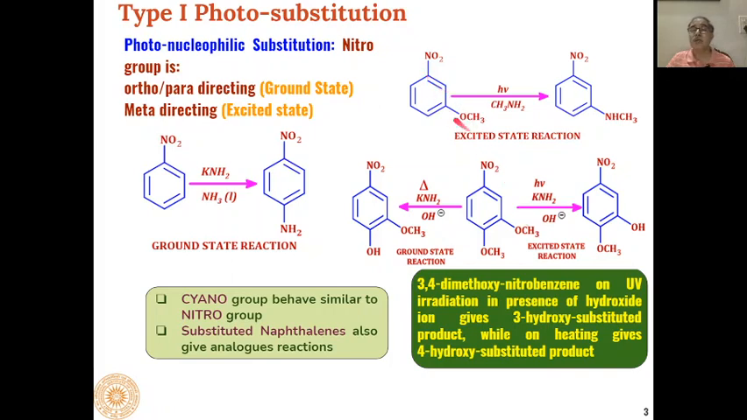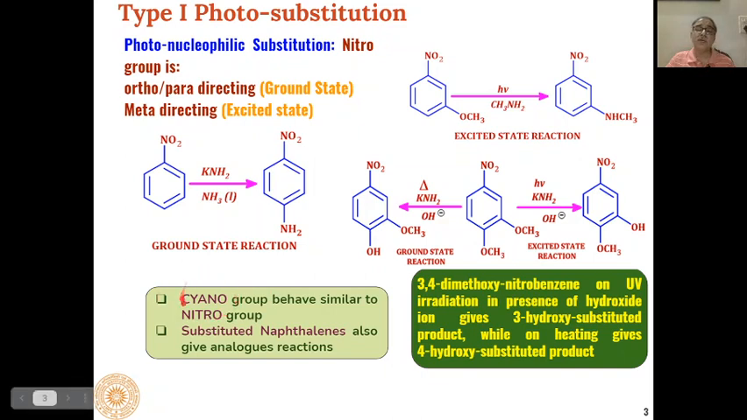Similarly, if we have this 3-methoxy nitrobenzene, and we react it in the excited state in presence of methylamine as the solvent, then substitution of this methoxy group by this nucleophile will take place at the meta position. So here also, because the reaction is taking place in the excited state, the nitro group becomes meta-directing.